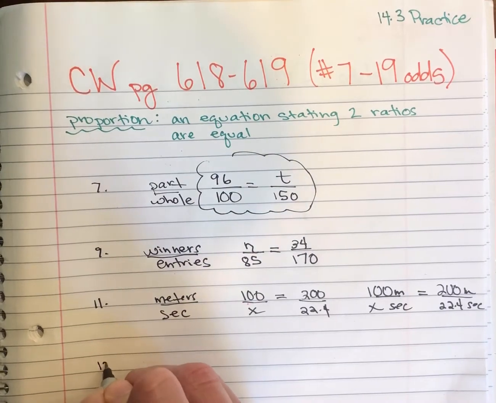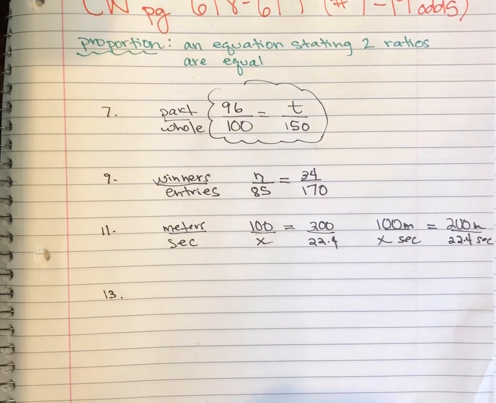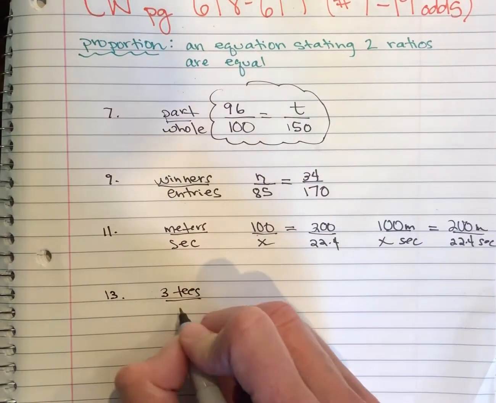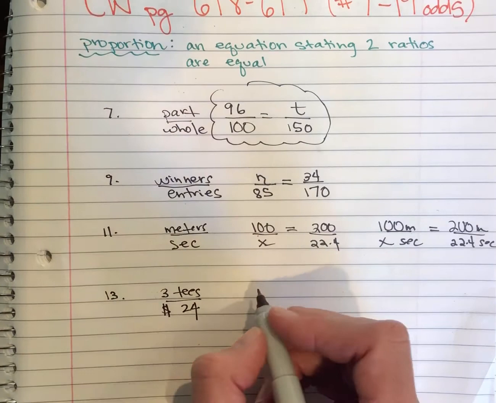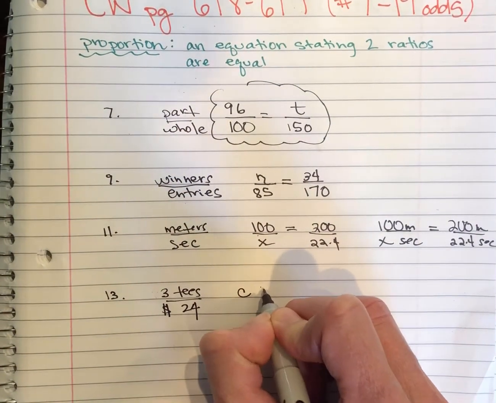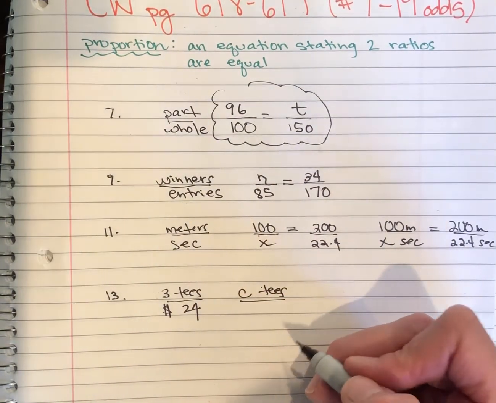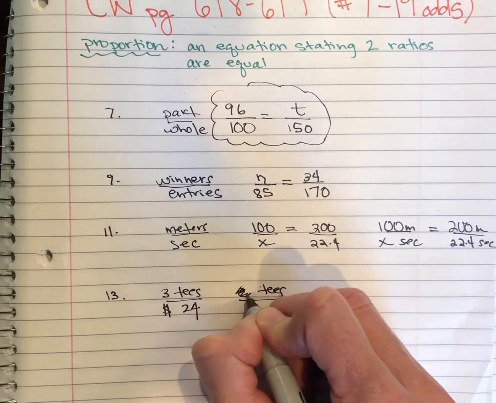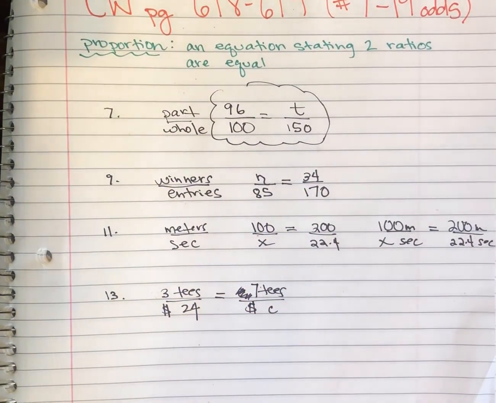Number 13. Okay, 13. Again, we're just writing a proportion. It says you can buy 3 t-shirts for $24. Write a proportion that gives the cost of buying C t-shirts for... oh, I read that wrong. We don't know the cost, but we know it's for 7 t-shirts, okay?